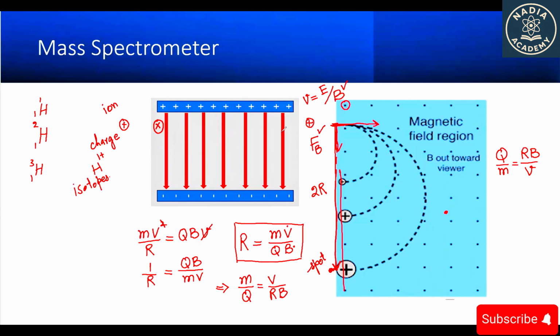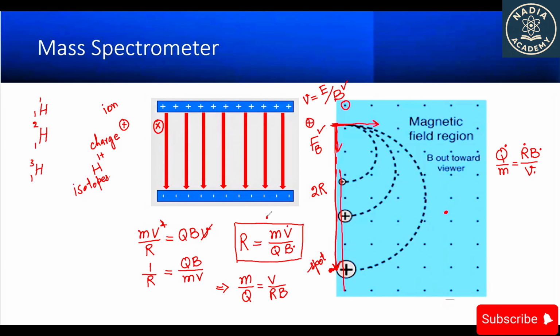So we will have ions with different masses, but the charge will be the same. Now, when the velocity is selected and constant, the magnetic field is known, and the radius has been measured, then we also know the charge because it is only one positive. So then let's have a look at what we can determine.